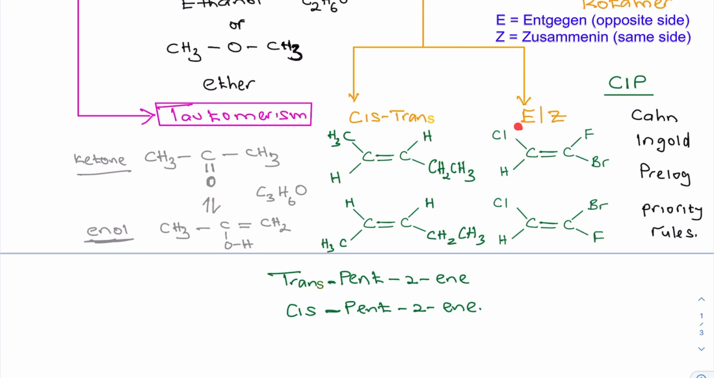But when you're using EZ isomers, they don't have to be the same. You have 2 different species on one carbon, another 2 different species on the other, and none of them have to be the same on both carbons. Hence, we have to apply the priority rule by CIP.